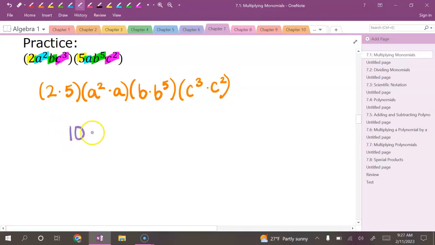So I had 10, a to the third, b to the sixth, because remember that has a 1, and c to the fifth.